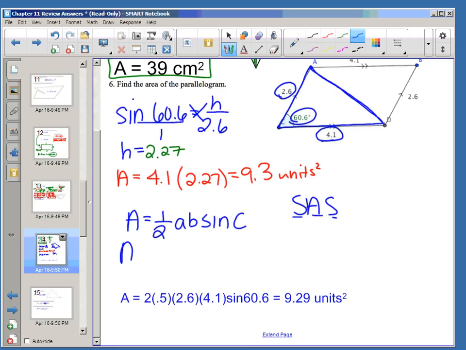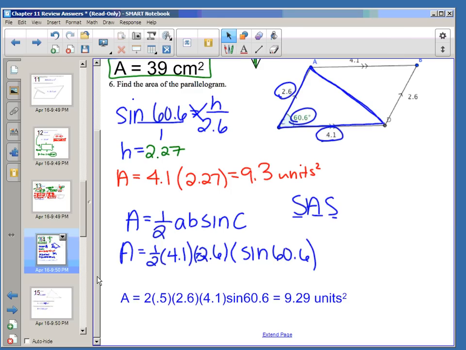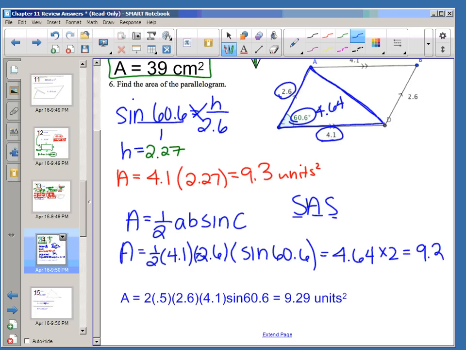So my A and B in this formula are the side lengths. So 4.1 times 2.6 times the sine of 60.6. And let's calculate that to see what we get. I get 4.64. So that means the area of this triangle is 4.64. And I have two of those, so I'm going to multiply by 2. And I get a total area of 9.29, which is virtually the same as 9.3, so we're not too far off.